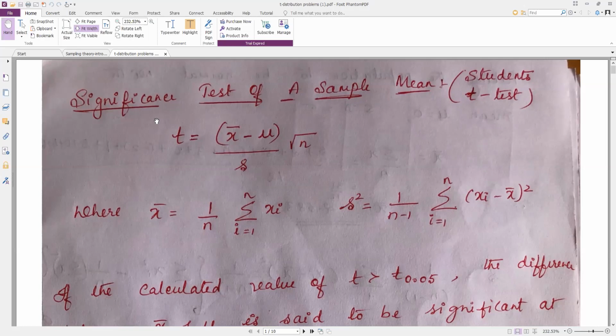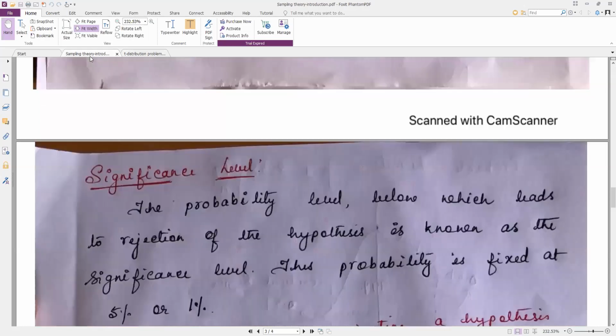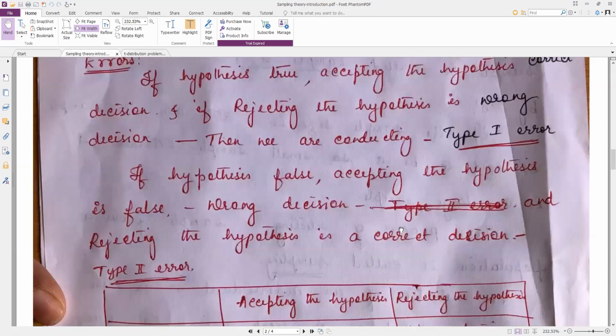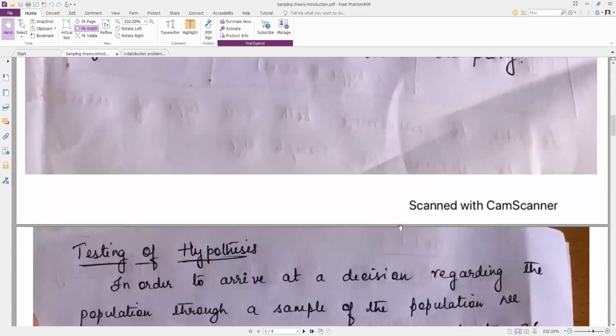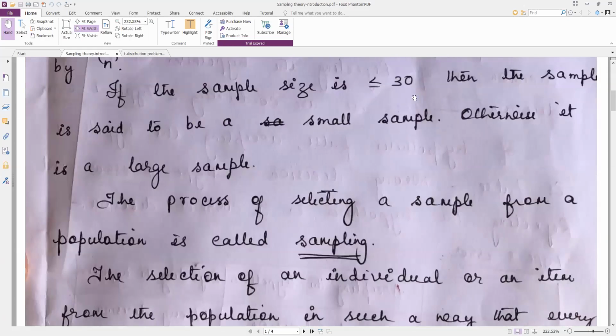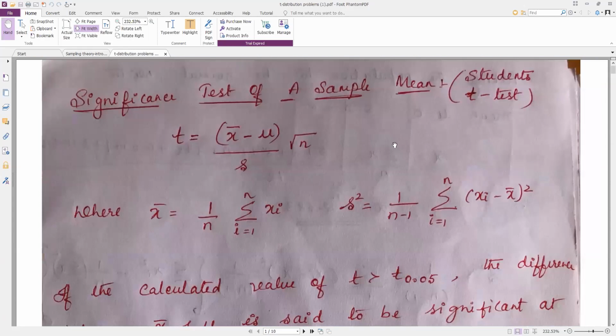As you know from the previous recording, there are two kinds of sample size. One is less than 30, correct? If the sample size is less than or equal to 30, then it is said to be a small sample, otherwise it is a large sample. So the t-distribution is used for small samples, that is, for n less than or equal to 30.